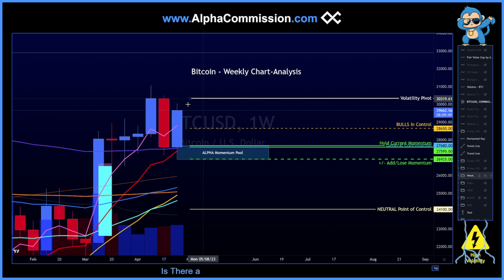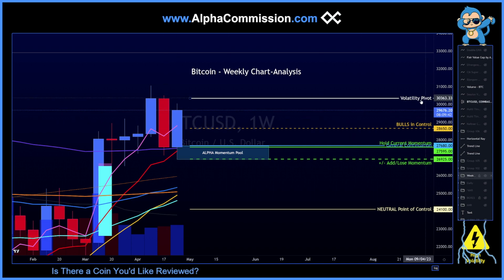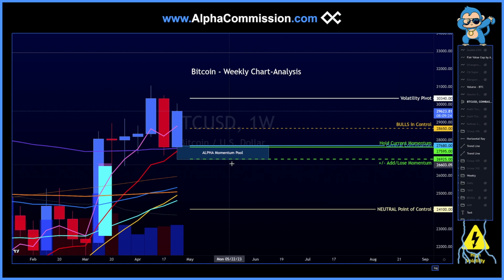And so if we can capture that volatility pivot at 30,340, which we're absolutely within striking distance of, we just have to take out these candle highs over here, then we potentially could see that continuation to 32 to maybe even $33,000. We don't re-enter the momentum pool unless we're under, let's say, $27,700, and we don't lose it unless we're underneath 26,925. At which point, this chart is seriously going to be questioning itself.